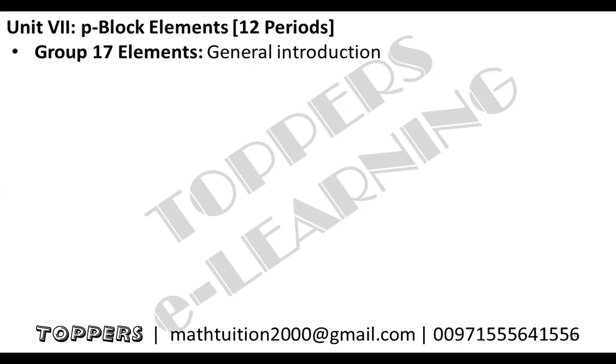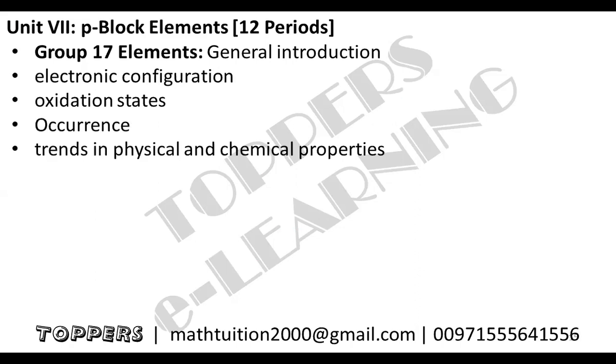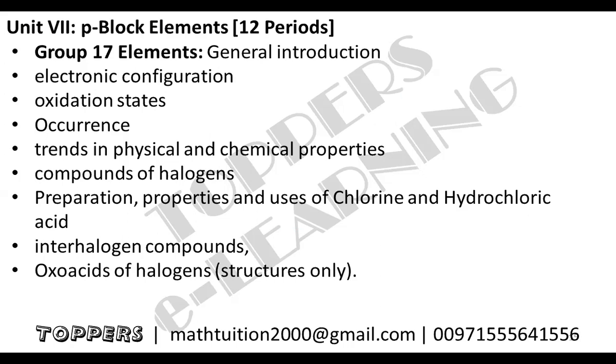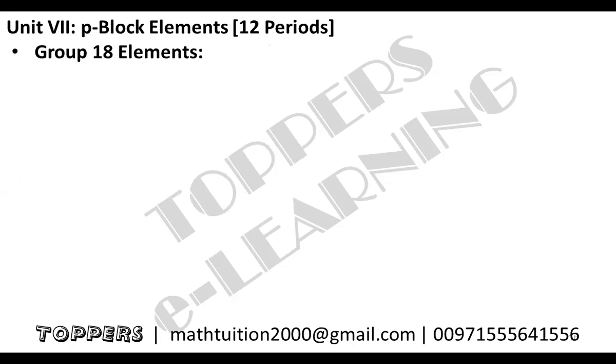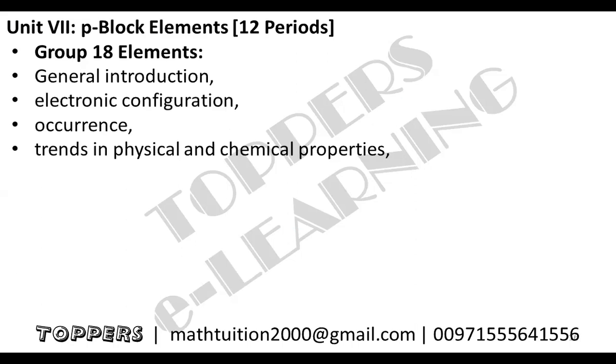Group 17 elements: general introduction, electronic configuration, oxidation states, occurrence, trends in physical and chemical properties, compounds of halogens, preparation, properties and uses of chlorine and hydrochloric acid, interhalogen compounds, and the oxo acids of halogens, structures only. Then the group 18 elements: general introduction, electronic configuration, occurrence, trends in physical and chemical properties, and uses. All those topics are there.